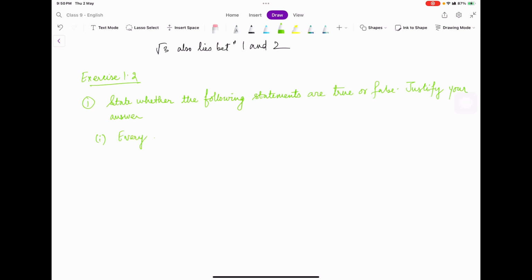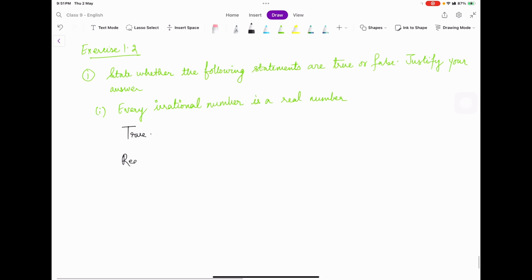Every irrational number is a real number. Okay, so what will be the answer here? Every irrational number is a real number. The answer is definitely true. See, what is a real number? Real number is a mix of rational numbers plus irrational numbers, or not? That is the definition.